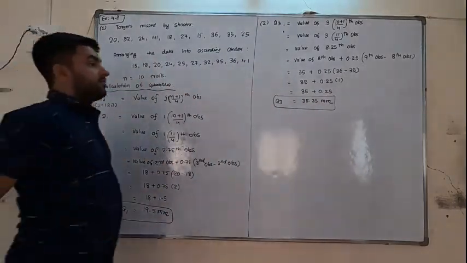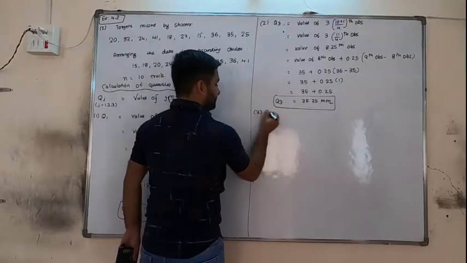Now we have to obtain quartile deviation. So number 3.